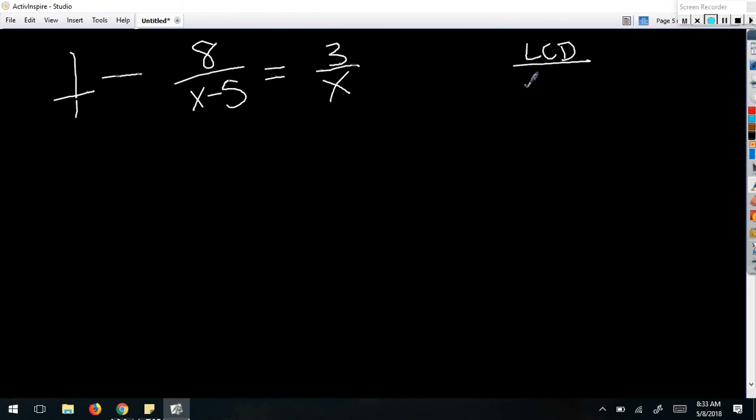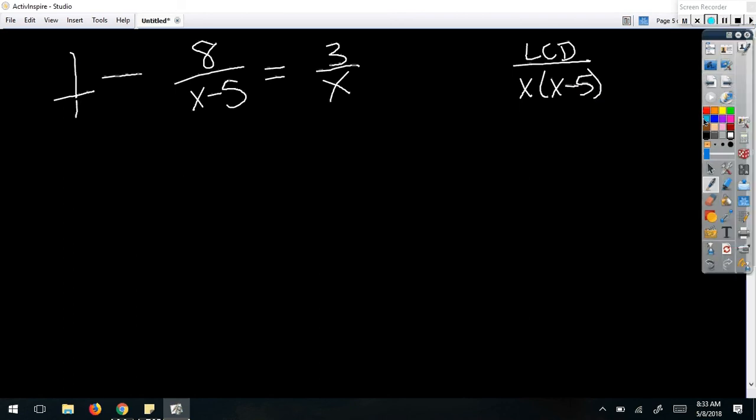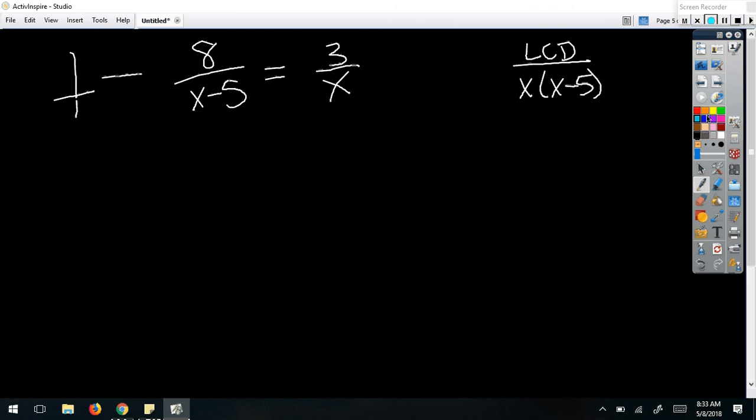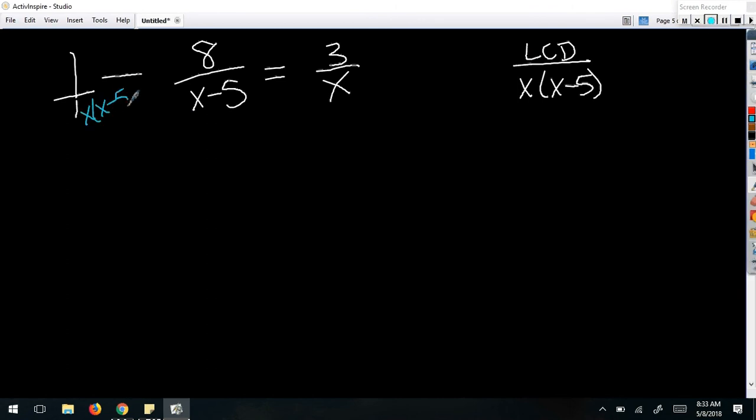x times x minus 5, right? So look at the first one. What is it missing? Everything, right? x, x minus 5. What is the second one missing? x. How about the last one? x minus 5.